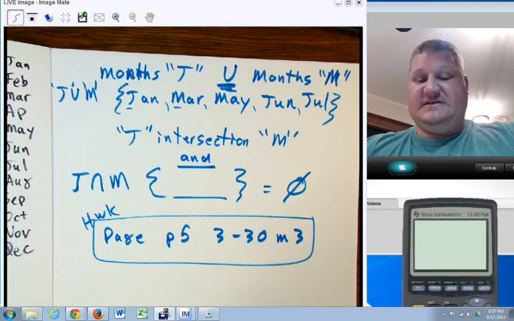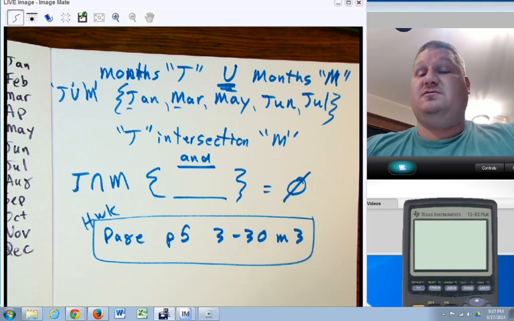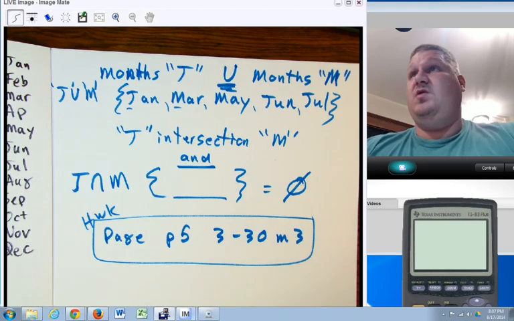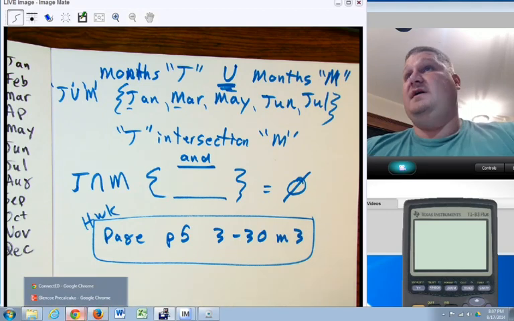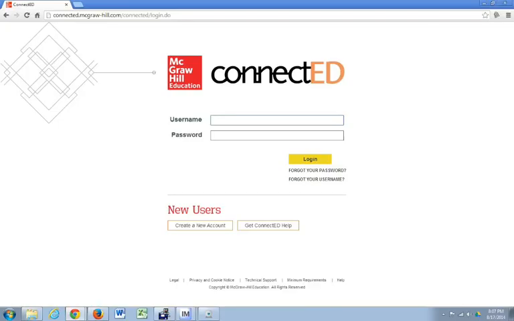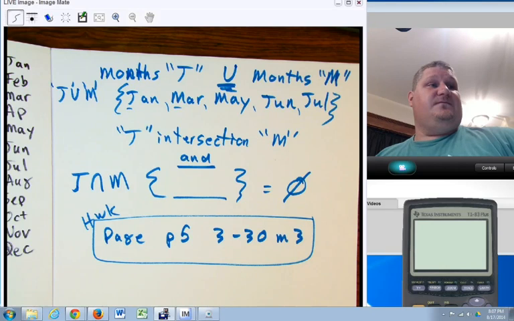Okay, for this section, you have about 10 problems of homework, page P5, so it's in that prerequisite chapter, numbers 3 through 30, multiples of 3. Now, ladies and gentlemen, on all homework, you must show your work. You must write the problem from the book. You must give the answer. If all I get is a page full of answers, you will get absolutely no credit. So, in the case of these various problems, you need to write the problem from the book and give the answer. That is due tomorrow.